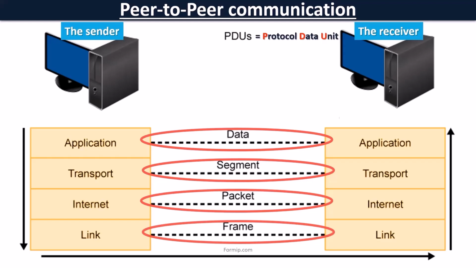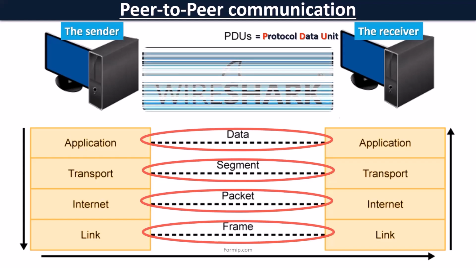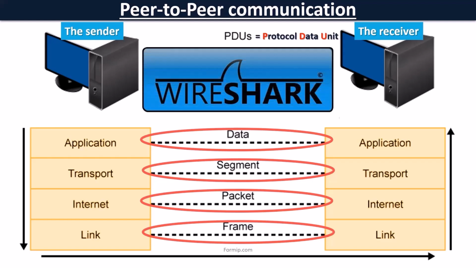To examine the different PDUs of peer-to-peer communication, we can use a packet analyzer, such as the famous Wireshark software, which is free and open source. Wireshark is used a lot in network troubleshooting because it has so many useful features. Now we're going to talk about encapsulation and decapsulation.